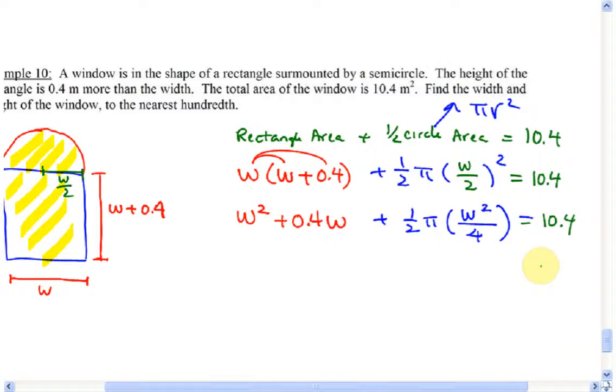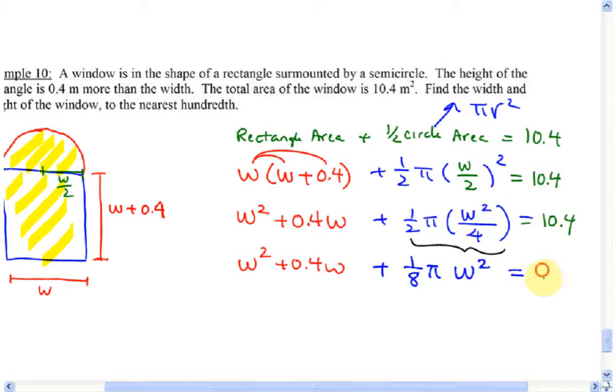Still getting scared here, so let's see if we can simplify this part. I'll keep this as W squared plus 0.4W. And then, let's try to put the half and the 4 in the denominator together. That's 1 half times 1 fourth, which is 1 eighth of a pi times W squared equals 10.4. Are you shaking right now? You're thinking, I don't want to do this anymore.